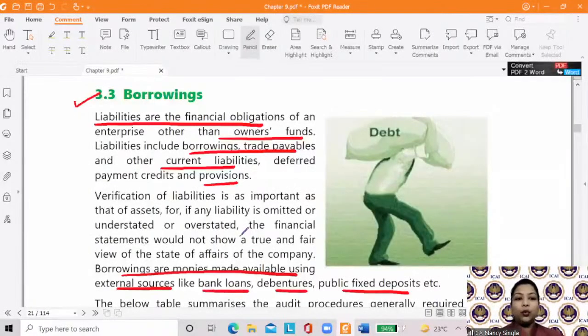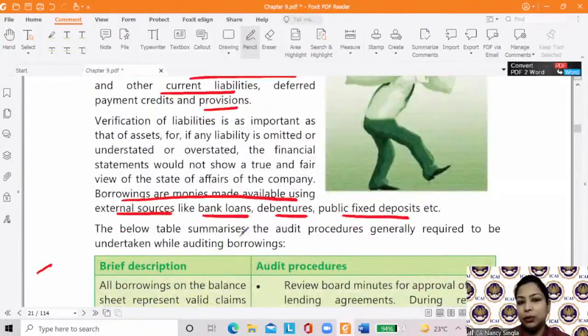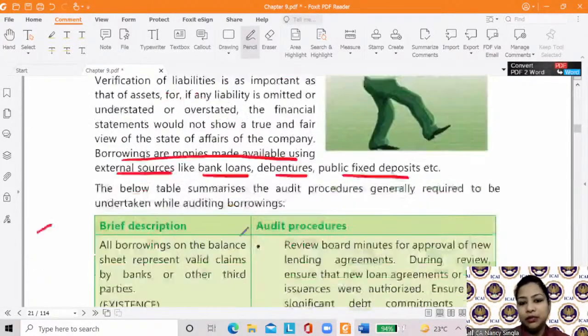So I told you what liabilities are. Liabilities are the financial obligations except for what? The owner's funds. And it includes your current liabilities, borrowings, trade payables, provisions. In this topic, we are particularly reading about borrowings. Borrowings are monies made available using external sources like bank loans, debentures or public fixed deposits.